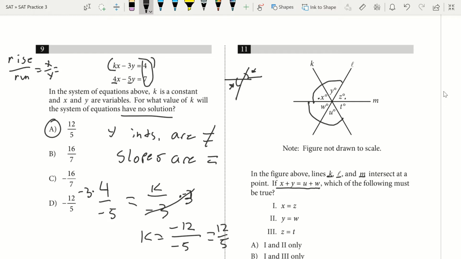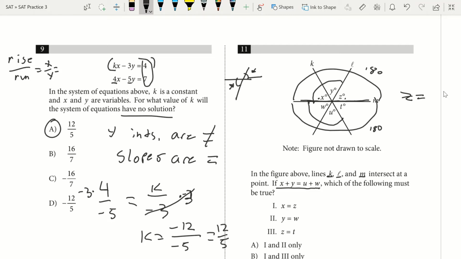We know x, y right here, right? All of that. We know that that equals u plus w, right? So if x plus y equals u plus w, then we know that z will have to equal t, because line M has to add to 180 on this side, on this side all here has to be 180, and this side all here has to be 180, so we know our z will equal our t, so we can go ahead and write down that.